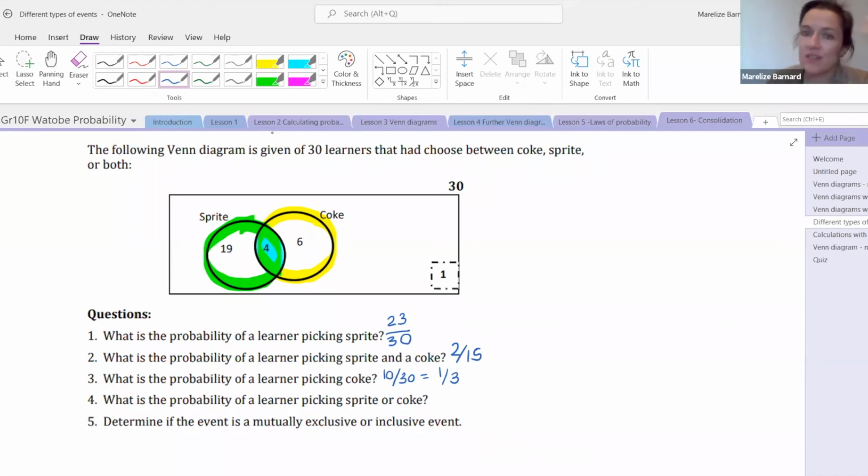Now, before you answer, think back to the previous question, what we did with the brown chocolate or the white chocolate. Think back to that before you answer, and then put your answer in the chat. What is the probability of a learner picking Sprite or Coke? Yes, Bukamuso.